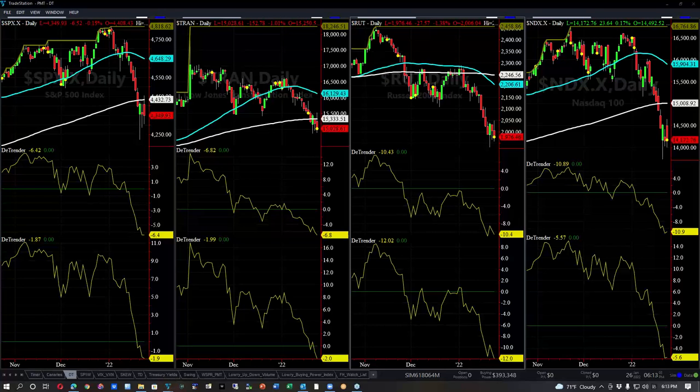Is there a long-term low in SPX? If broken, look out below. Jason, good question. Sure. Let's take a look.